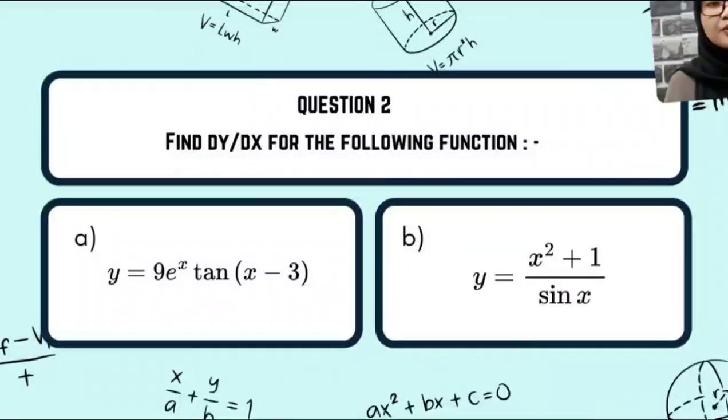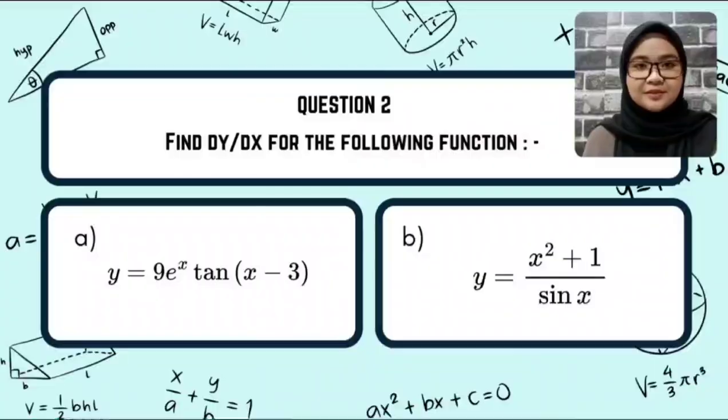For question 2, we will work through two derivative problems step by step. First, we will use the product rule on y equals 9e^x times tan(x minus 3). Then, we will use the quotient rule on y equals (x squared plus 1) divided by sin x. I will state the u and v, compute the derivatives, apply the rule, and simplify. Follow the algebra with me. I will point to each step as we go.